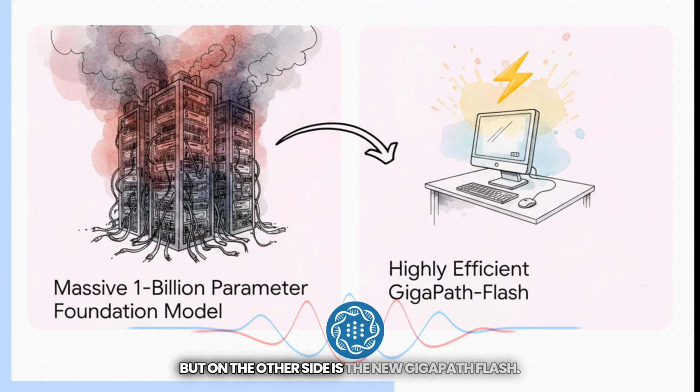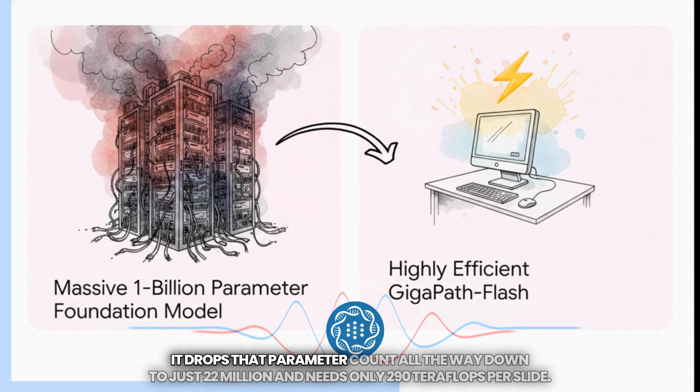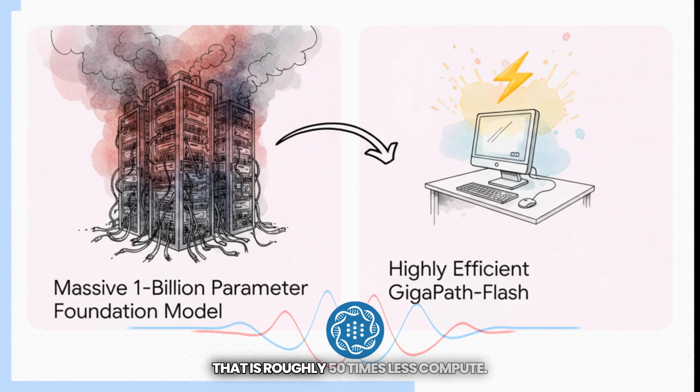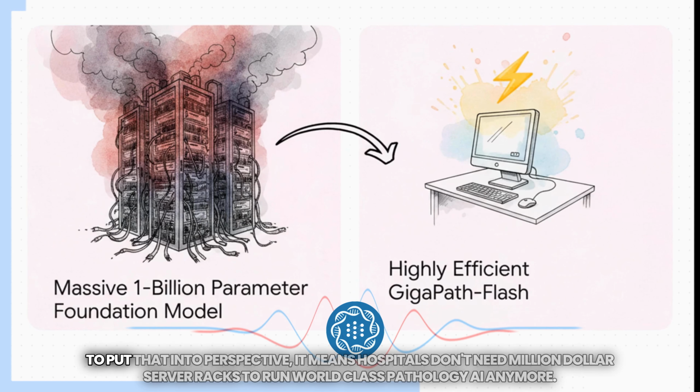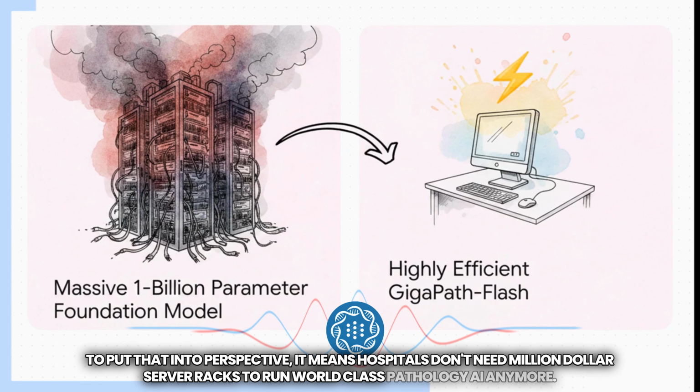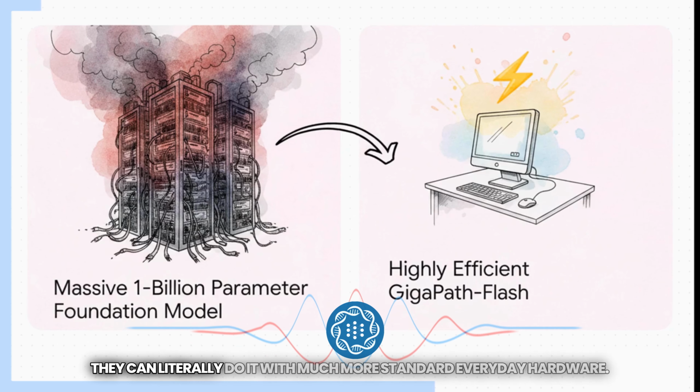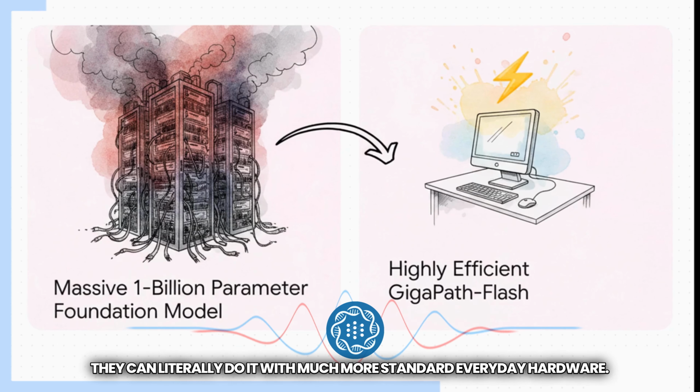But on the other side is the new GigaPath-Flash. It drops that parameter count all the way down to just 22 million and needs only 290 teraflops per slide. That is roughly 50 times less compute. To put that into perspective, it means hospitals don't need million-dollar server racks to run world-class pathology AI anymore. They can literally do it with much more standard everyday hardware.